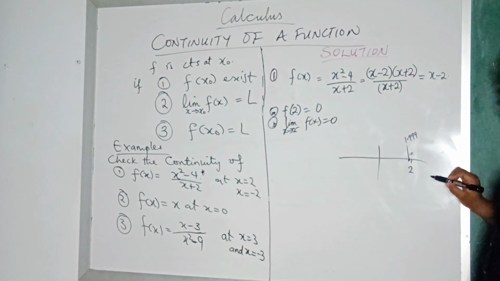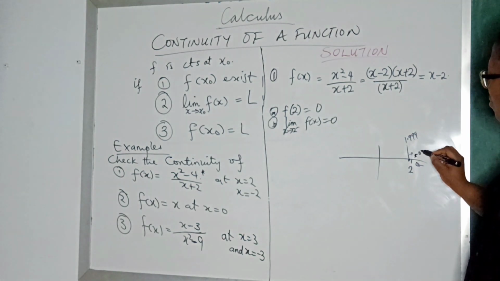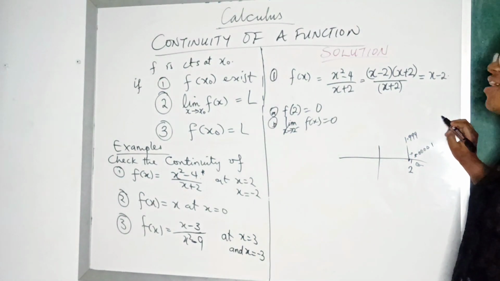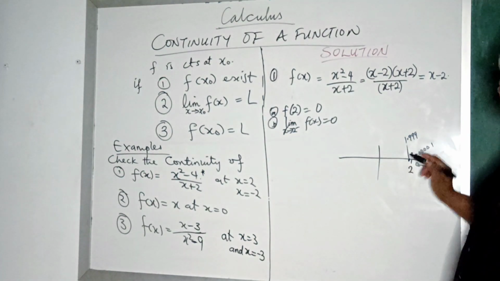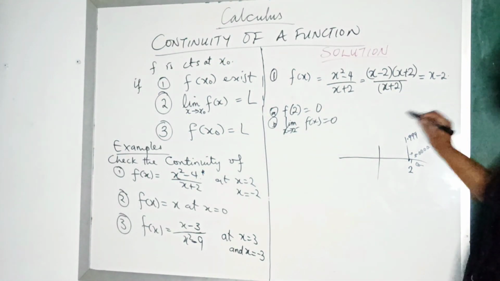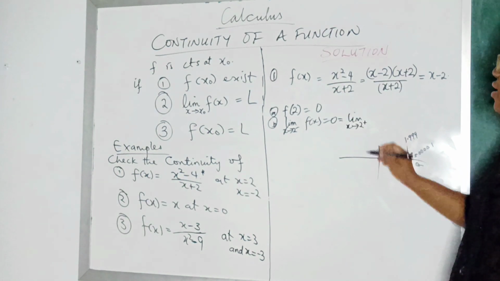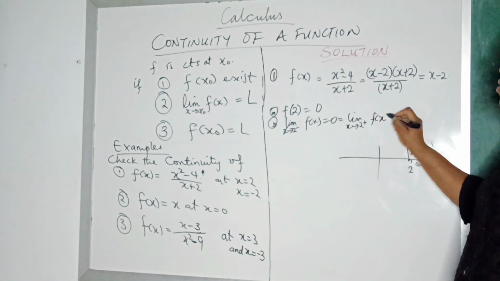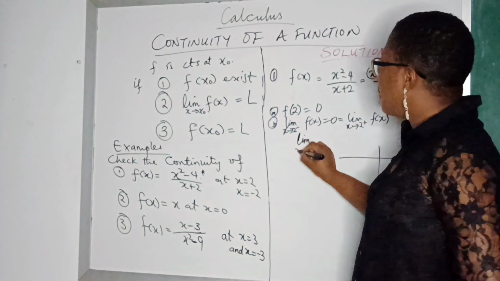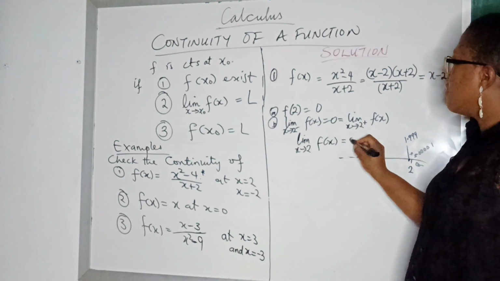Now let's check from the right hand side. We can have 2.00001 something. As it goes closer to 2, you see that this still goes to 0. So the limit as x goes to 2 from the right hand side of f of x is still 0. That means the limit exists, and is equal to 0. So the limit as x goes to 2 of f of x is 0.